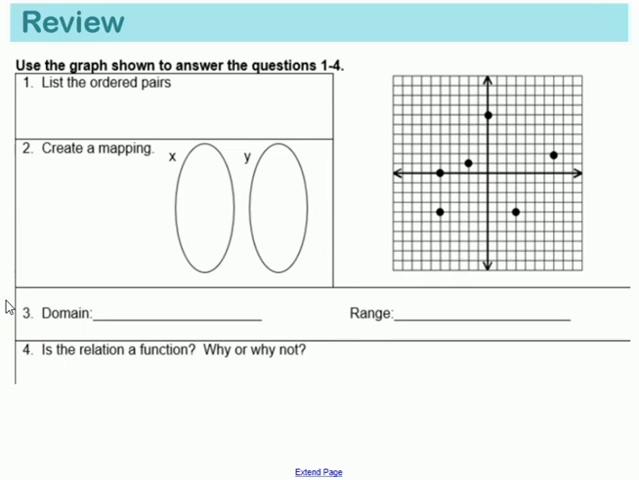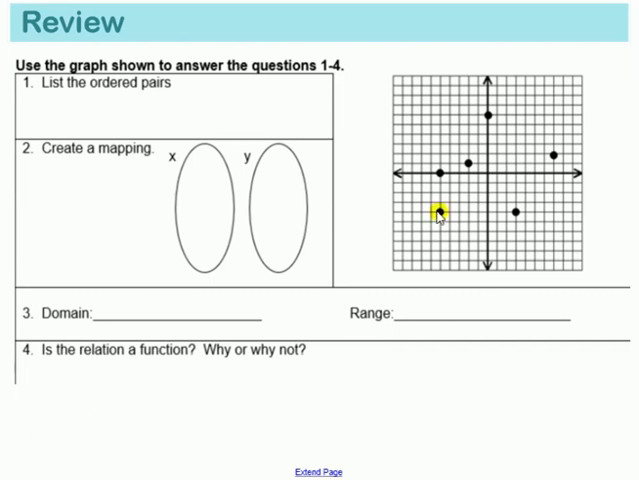Well, you can see on the graph that we have several points. In fact, if I count them up, I've got 1, 2, 3, 4, 5, 6 points that are plotted on this coordinate plane. And I'm asked to, in number 1, list the ordered pairs. It doesn't really matter what order you list them in. I usually just work from left to right.